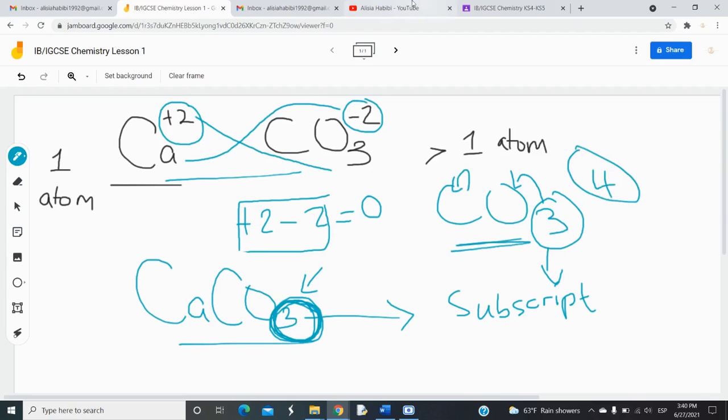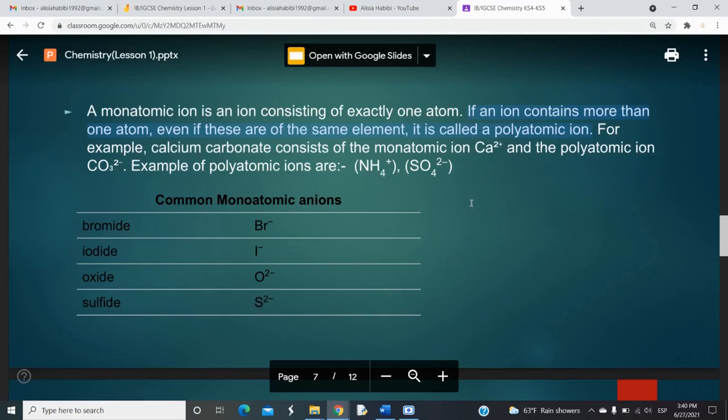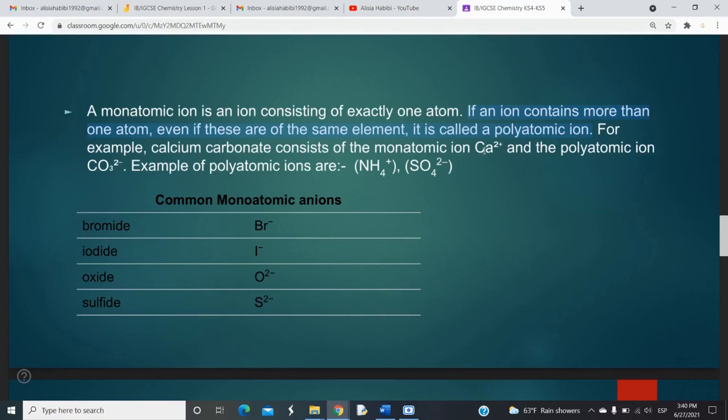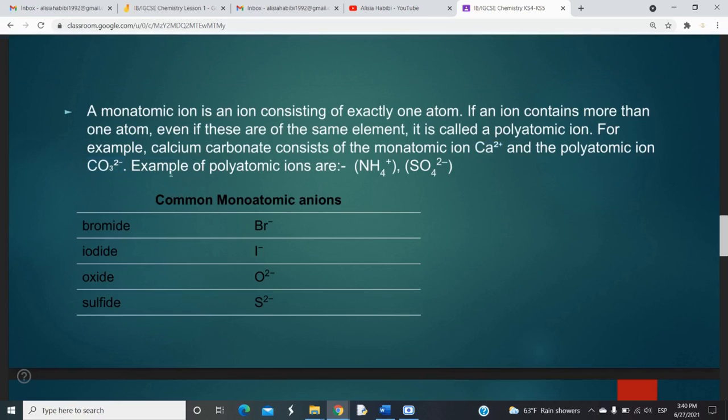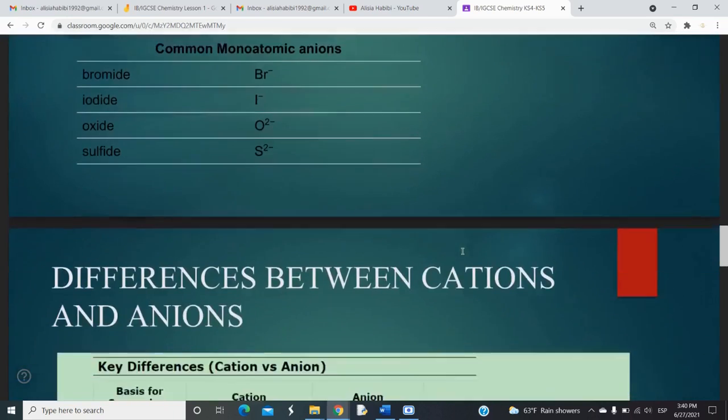chemical compound. Now, moving on, they give you some examples of monoatomic ions like calcium, which has an ionic charge of +2 or 2+, or a polyatomic ion like carbonate, which has a charge of -2 or 2-, and then, of course, other polyatomic ions like we can see here, ammonium, sulfate, etc.